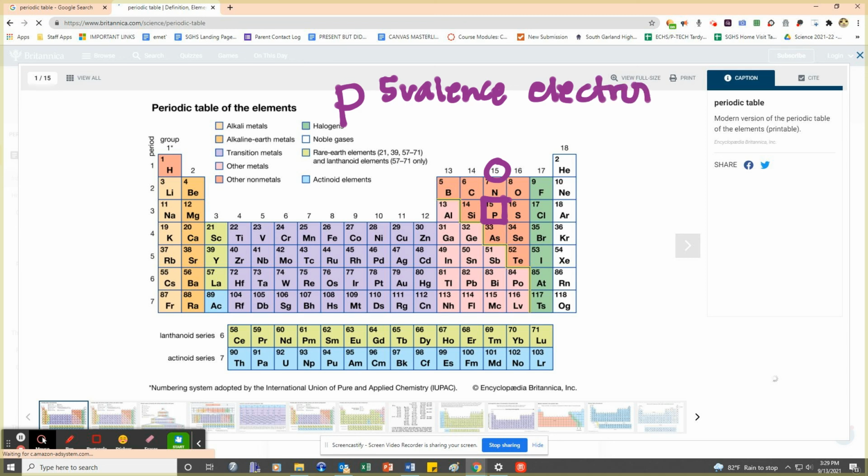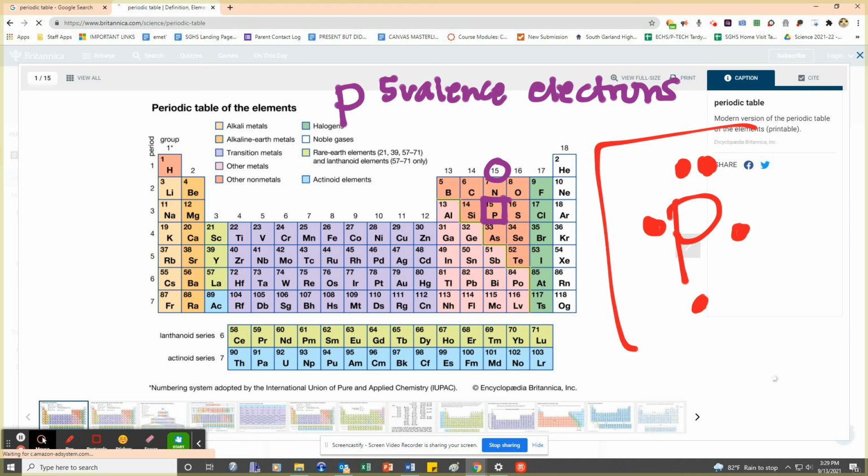And now we can draw our Lewis dot diagram. So how do we do this again? First, draw the symbol P, followed by 5 dots that you will put around it. 1, 2. Put the first 2 at the top, and then you go 1 on each side first. 3, 4, and 5. So this is the Lewis dot diagram for P.